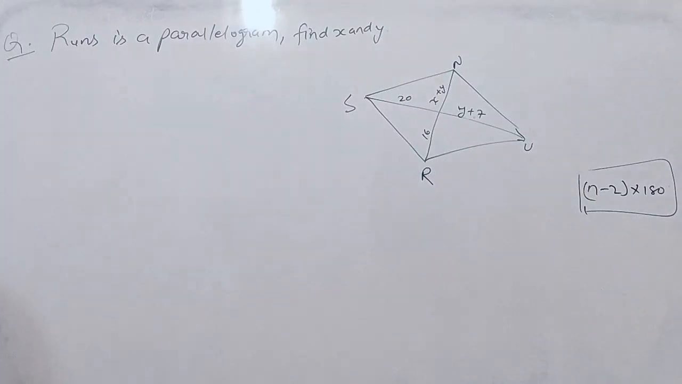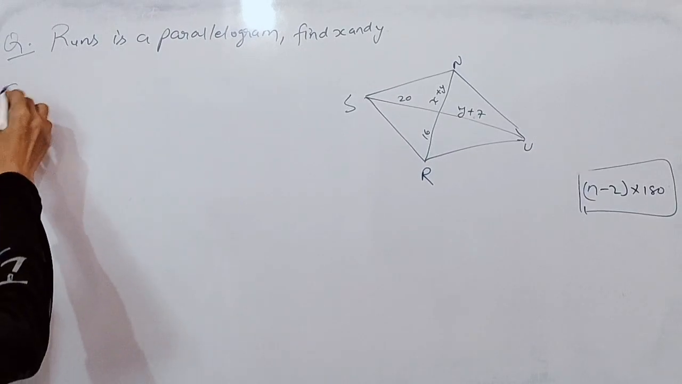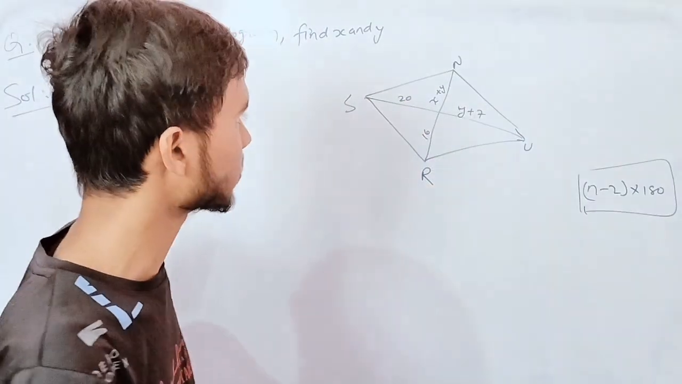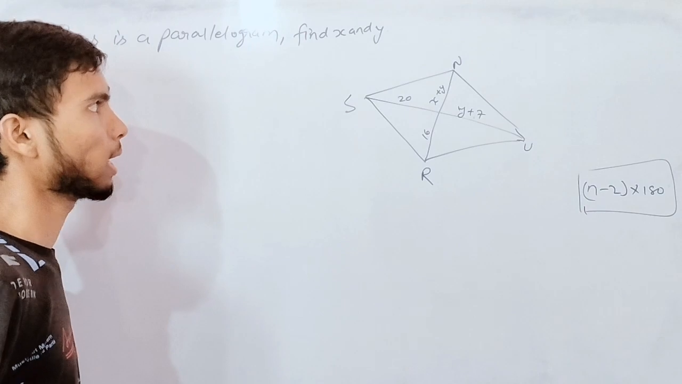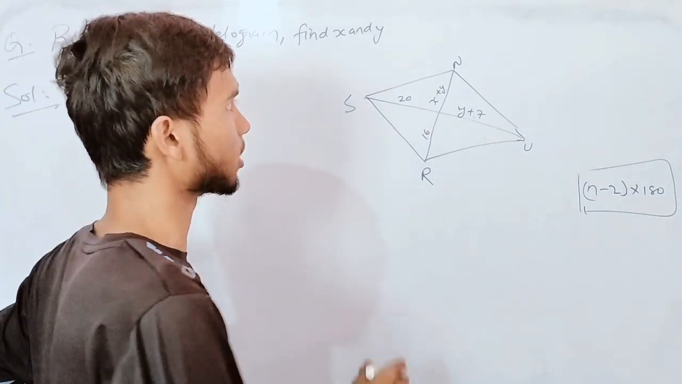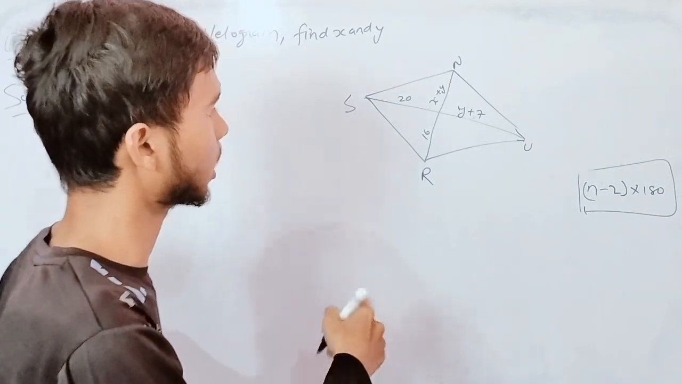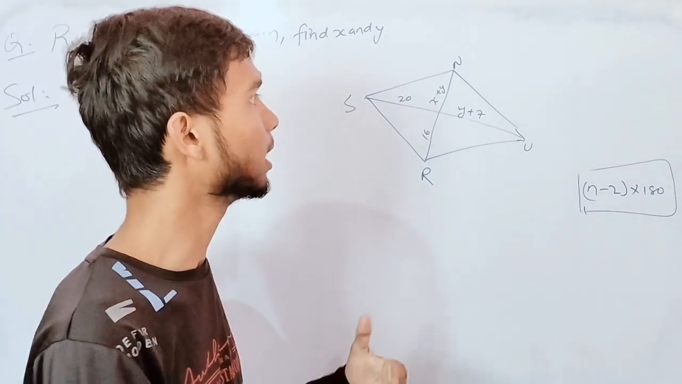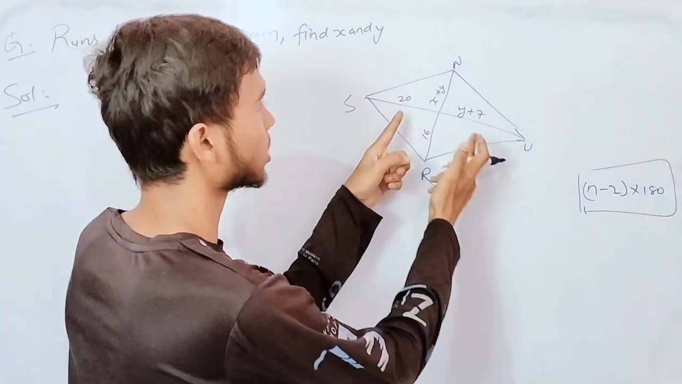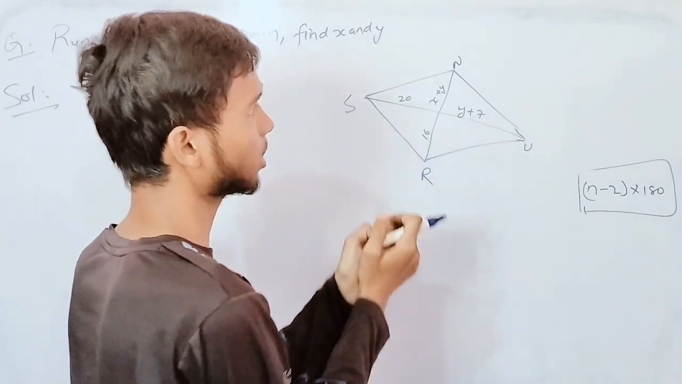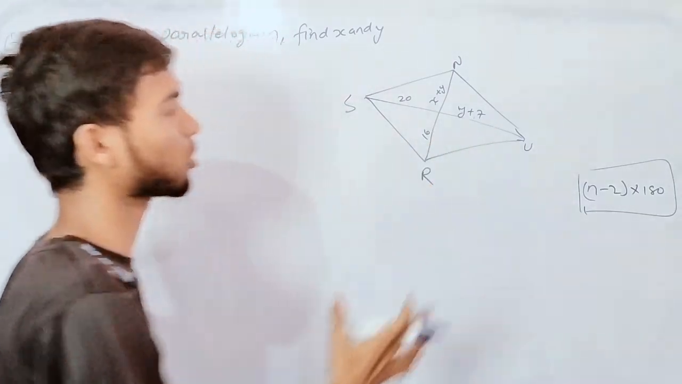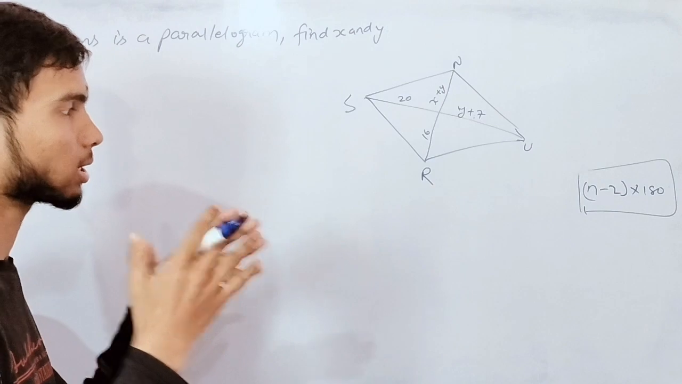Now here we have a parallelogram. What is happening in this question? Here there are two diagonals. Both are intersecting each other, so they are working as bisectors. Both are intersecting at the center.